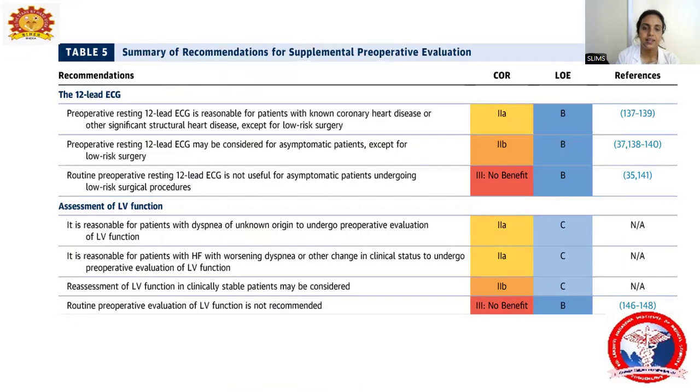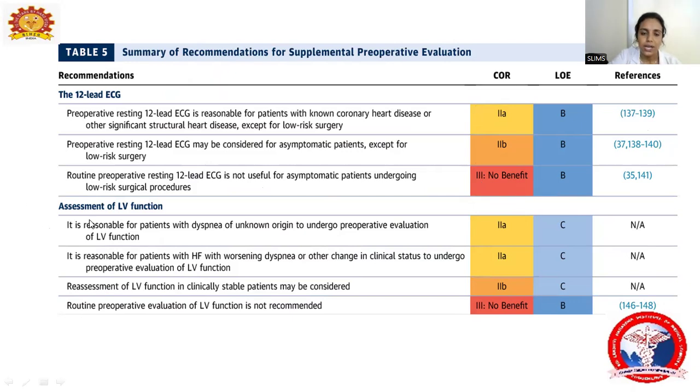So based on this, this is a summary of recommendations for supplemental preoperative evaluation. First being the 12-lead ECG. Preoperative resting 12-lead ECG is reasonable for patients with known coronary artery disease or other significant structural heart disease. Again, this is not needed for a low-risk surgery. Now, this comes under moderate recommendation, which is 2A and 2B. Routine pre-op 12-lead ECG is not useful for asymptomatic patients undergoing low-risk surgical procedures. So this is class 3.